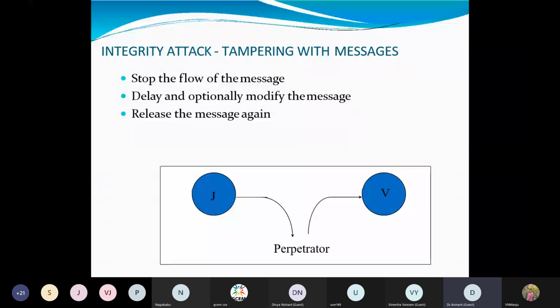So it can stop the flow of the message because of an integrity attack. What can happen is that the flow of the message could be stopped. Either there could be a delay in the receiving of the message, so that means the message is not received in proper time. Then the message could be modified also, and sometimes after modifying the message, the perpetrator again releases the message to the receiver. So this is the meaning of integrity.